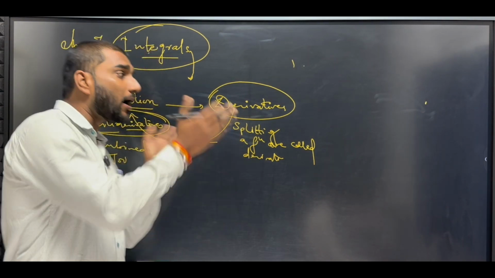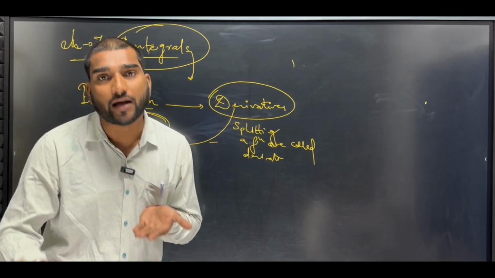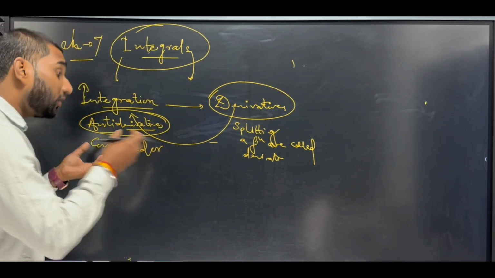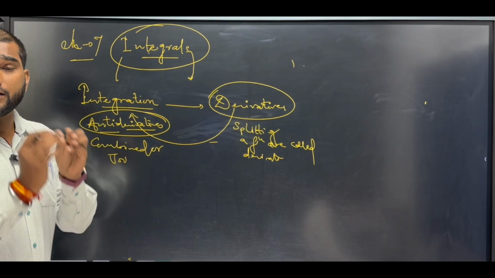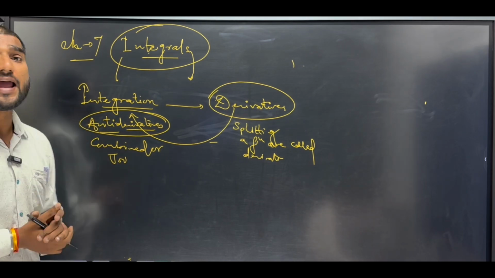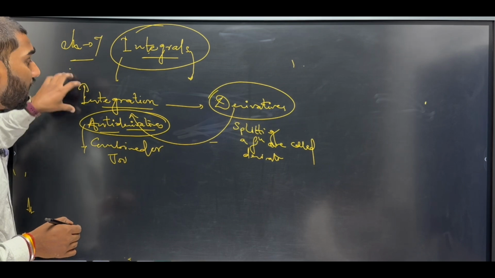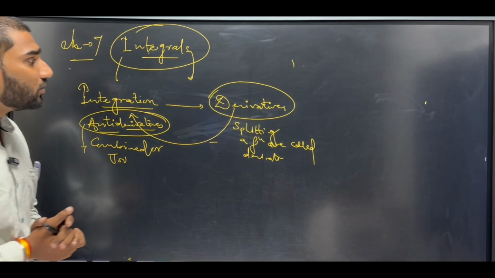टूटे हुए चीज को वापस जोड़ देना, that is called anti-derivative. Derivatives is splitting down a function, and anti-derivatives means the function which was split, we can add up all these smaller functions. We can say that is integration, or anti-derivatives. Right now I'm not talking about the integration only, I'm only talking about the anti-derivatives. Is it clear? I think so.